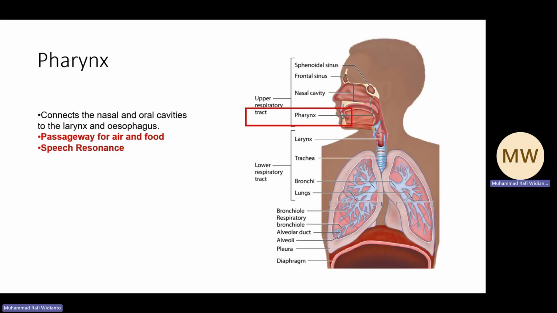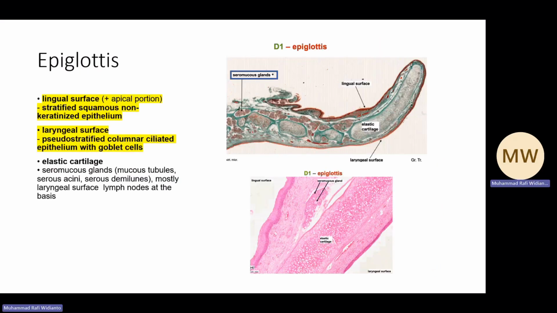Next, we have the pharynx. We're still in the upper respiratory tract, but it mainly just connects the nasal cavities and the oral cavities towards the larynx and the esophagus, and it's a passageway for air and food and helps in speech resonance. We're still in the upper respiratory tract.